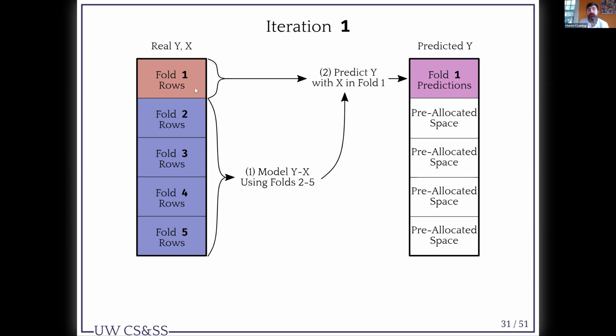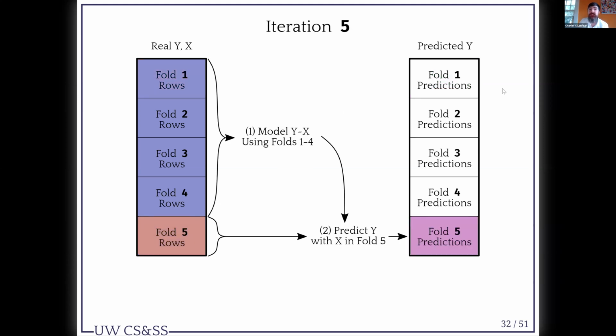We're going to take the fold one rows, put them in that predict function, and predict predictions for fold one. So the model is fit with these rows. The prediction is done with the data we left out, and the prediction gets assigned over here in some pre-allocated space for these fold one rows. That's iteration one. We just run through all the iterations.